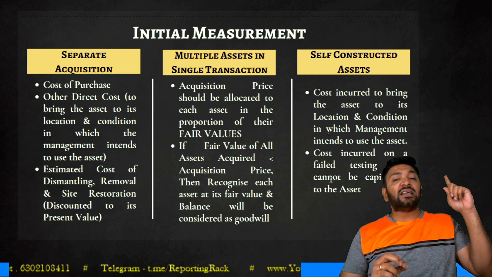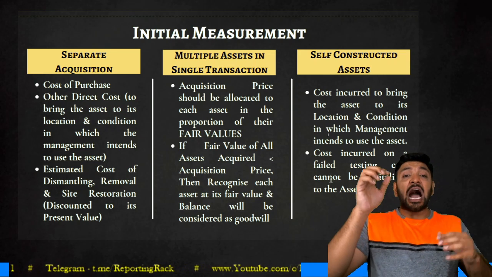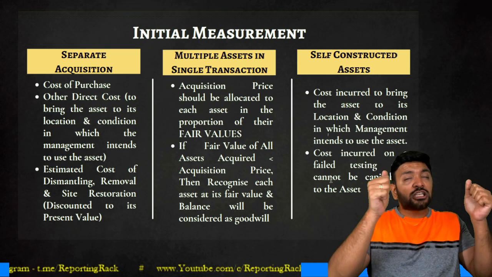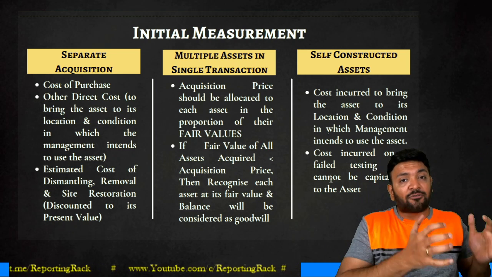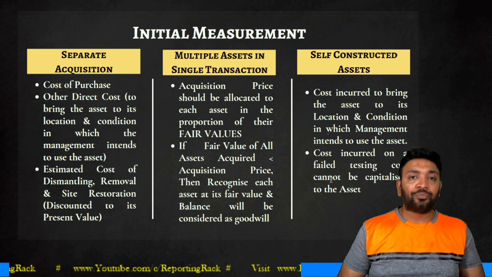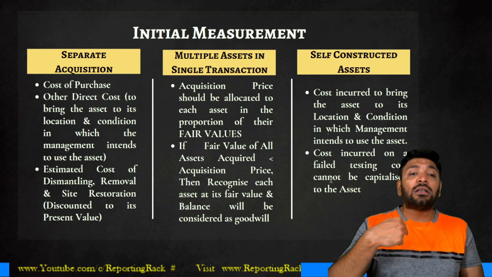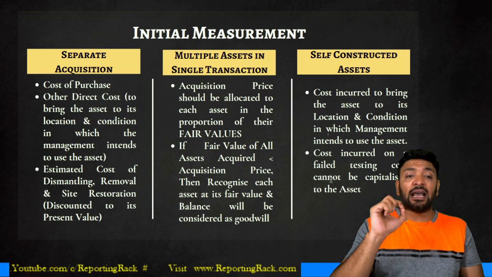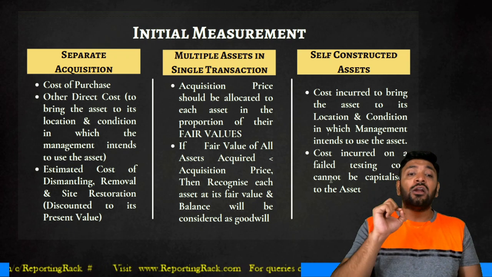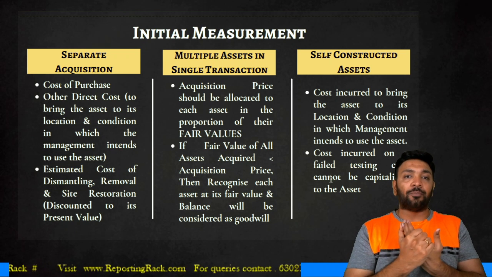Now, what am I saying? This air conditioner has a useful life of 5 years. After 5 years, I will have to dismantle the asset and sell it as scrap. The cost of dismantling the asset, that is removing the asset from there and putting it down, will cost 2000 rupees at the end of the 5th year. Guys, 2000 rupees at the end of year 5, what is the discounted present value now? That is the estimated cost of dismantling, removal and site restoration, discounted to its present value, which should be included into the cost now itself.